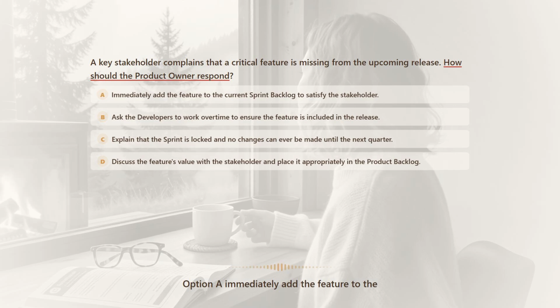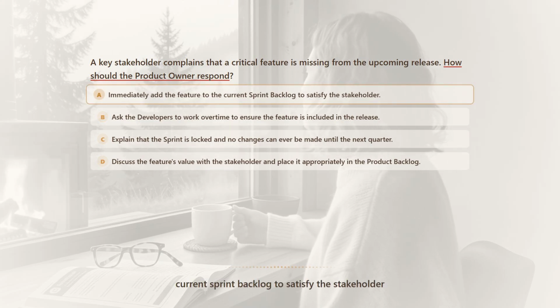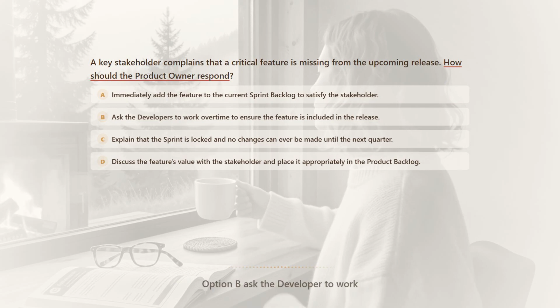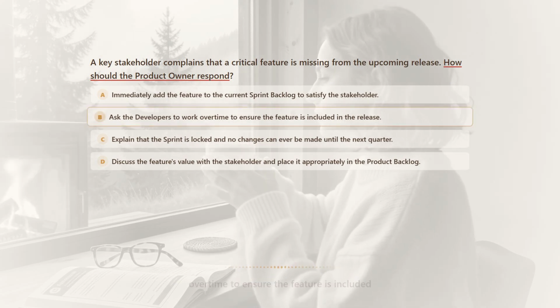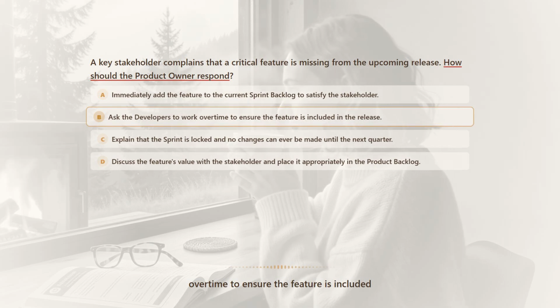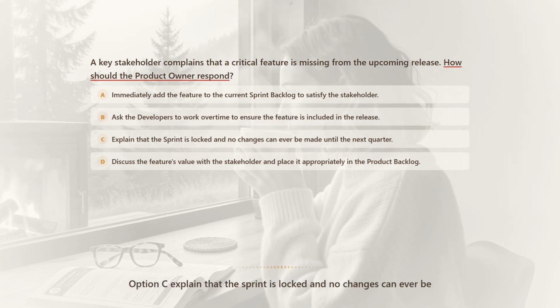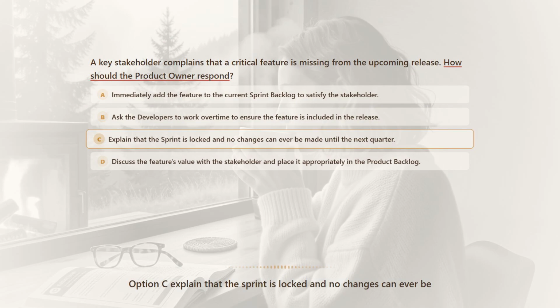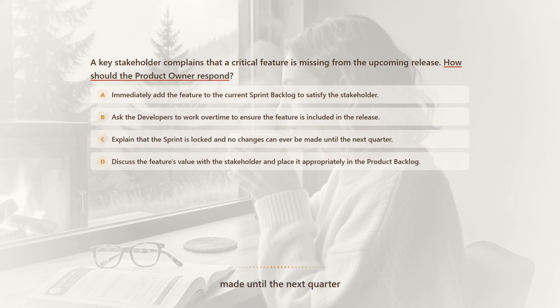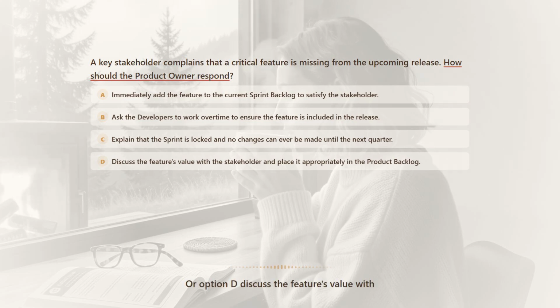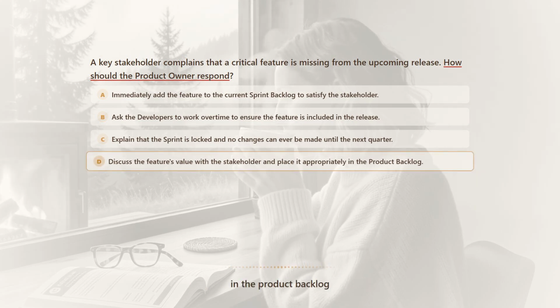Option A, immediately add the feature to the current sprint backlog to satisfy the stakeholder. Option B, ask the developers to work overtime to ensure the feature is included in the release. Option C, explain that the sprint is locked and no changes can ever be made until the next quarter. Or option D, discuss the feature's value with the stakeholder and place it appropriately in the product backlog.